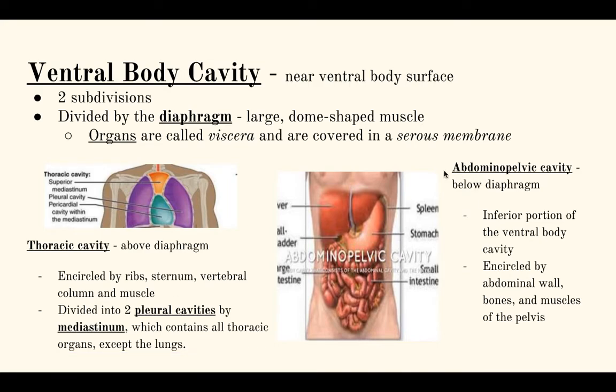Now the second subdivision of the ventral body cavity is the abdominal pelvic cavity, which is really the abdominal cavity and the pelvic cavity, but we run them together because they are connected. This cavity is located below the diaphragm. It's the inferior portion, or the lower part, of the ventral body cavity, and it is encircled by the abdominal wall, bones, and the muscles of the pelvis.